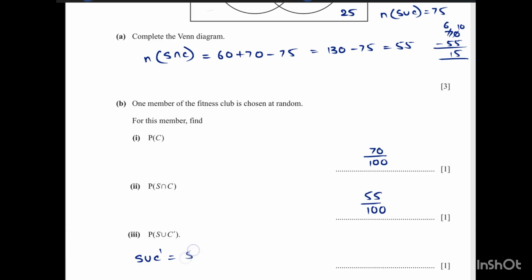So that is 5 plus 55. You can also write 60 plus 25. So it is 85, not 80, sorry. So the probability is 85 by 100.